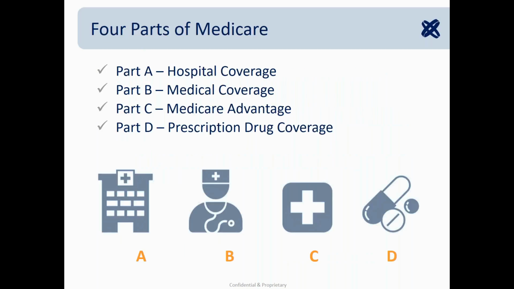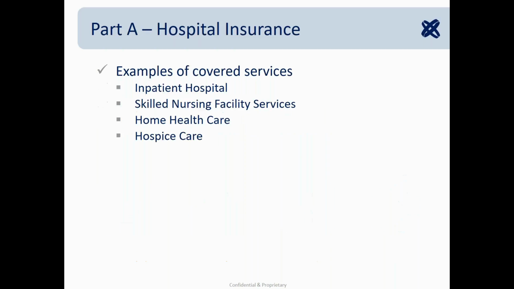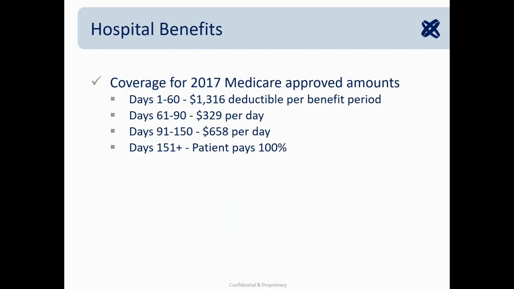There are 4 parts of Medicare, A, B, C, and D. Part A is hospital, Part B is medical or doctor coverage, Part C is Medicare Advantage plans, and Part D is standalone prescription drug coverage. Part A, which is hospital insurance, has some examples of covered services: inpatient hospital stay, skilled nursing facility services, home health care, and hospice care.